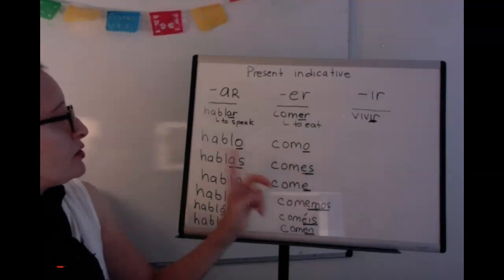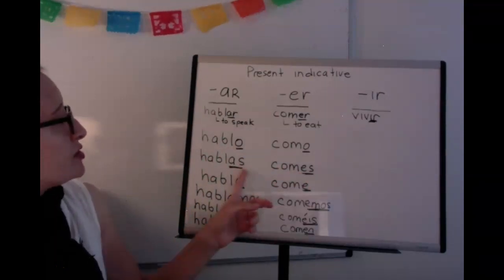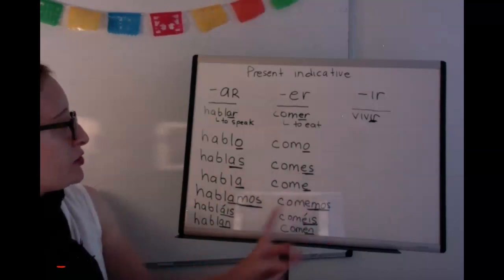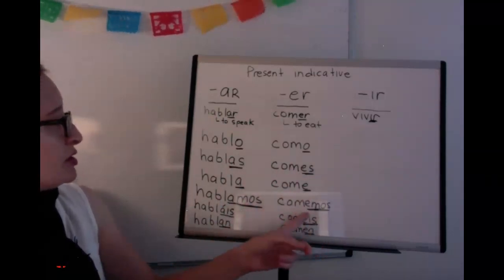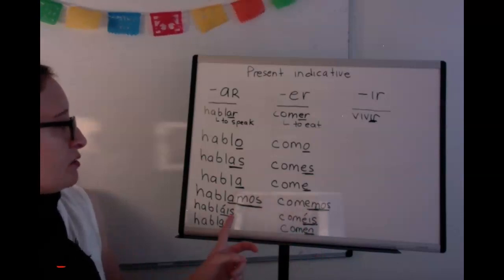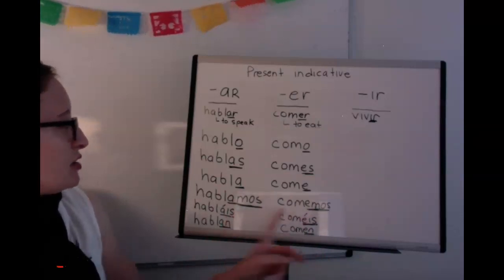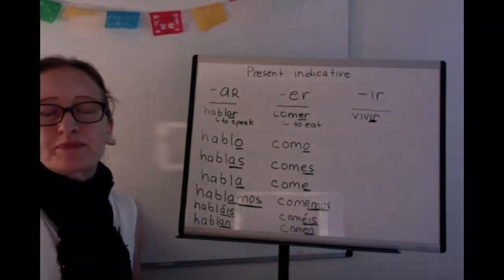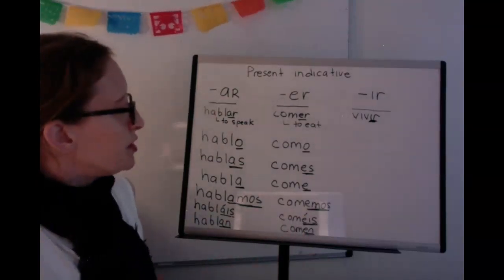We have the O and the O. We have the S, but the A goes to an E. The A goes to an E here too. We have the mos, but the A goes to an E. We have the is, but the A goes to an E. We have the n, but the A goes to an E in comen. Okay?